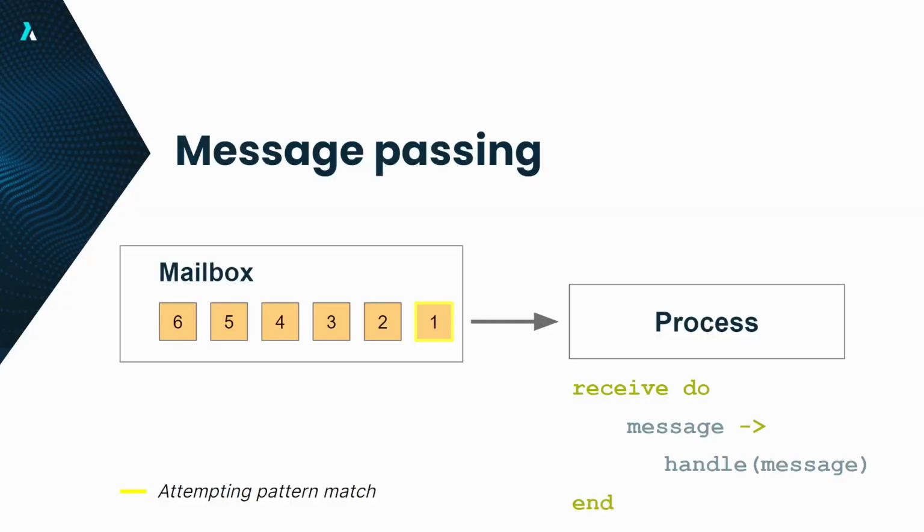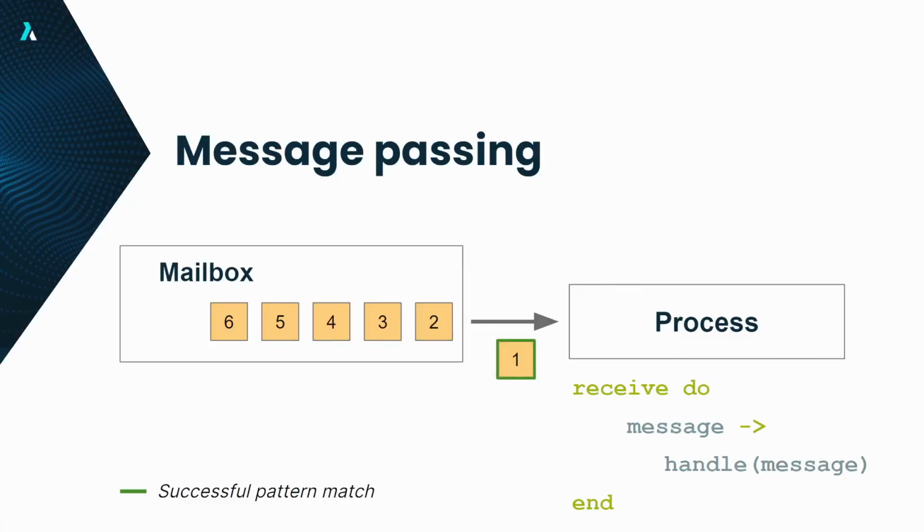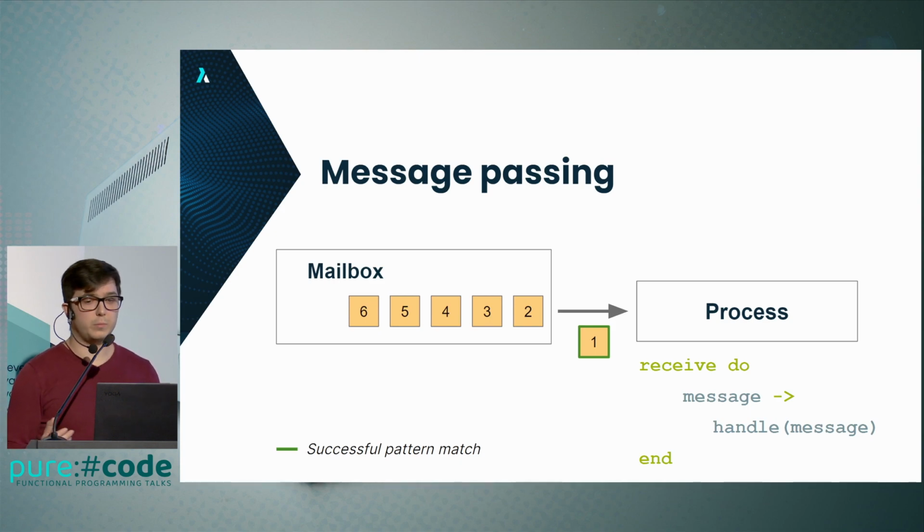When receive is called, it will try to match on the first message that we have in the mailbox. Here, with the yellow outline that we can barely see, we show that we are attempting a pattern match on the first message. If that message matches the pattern, it gets pulled out of the queue and gets handled. Currently in the example, we're matching on a variable, which is considered a wildcard. It can match on anything, right?